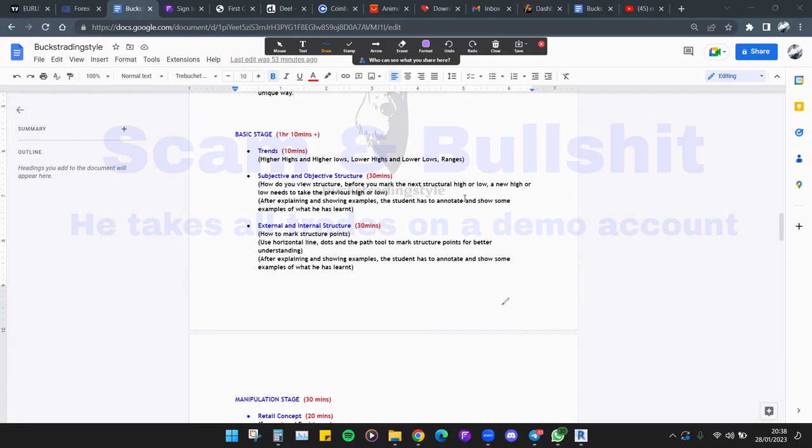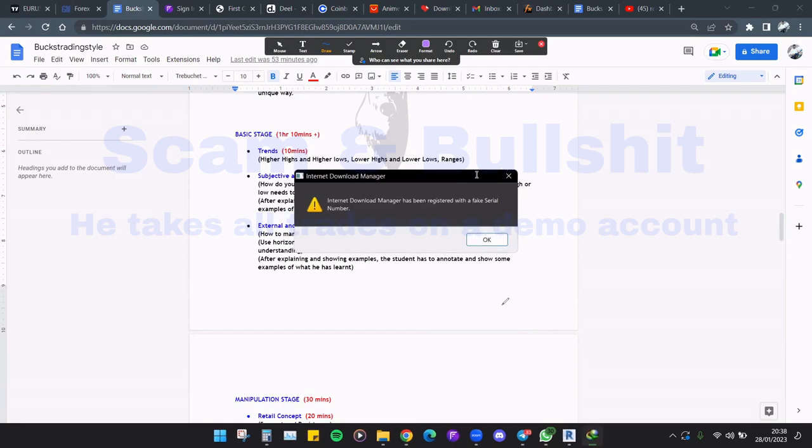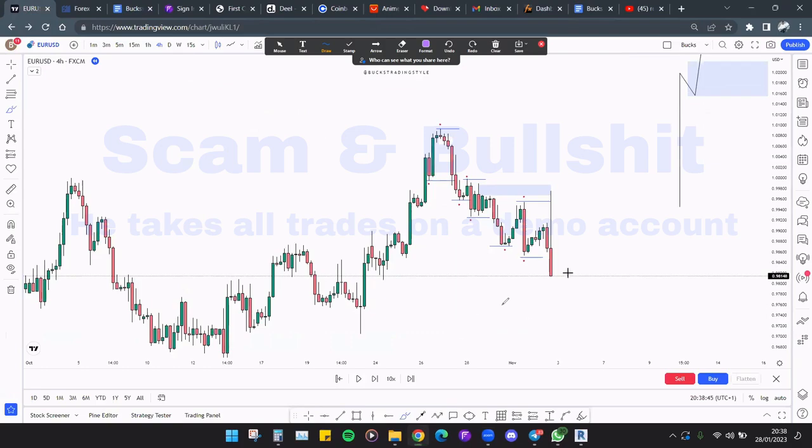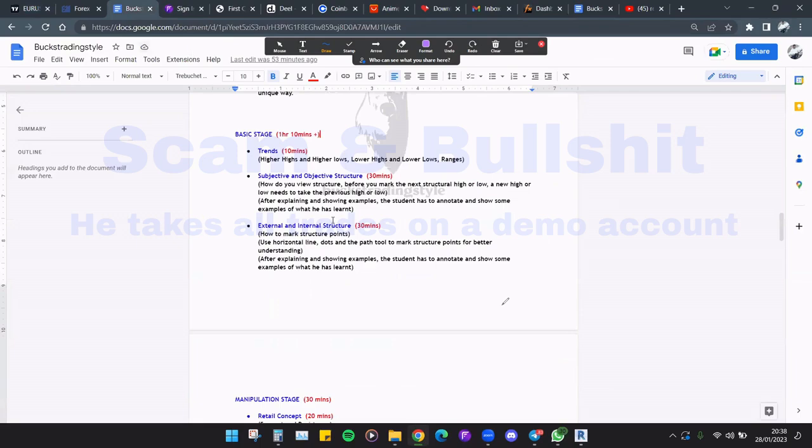Now you see how I did the markup of the external structure, where I used the path tool, this tool right here, to understand them. I used the horizontal tool, then I used the dots, the brush, to mark out the external structure points, right? Good. So now this is 1 hour 8 minutes.